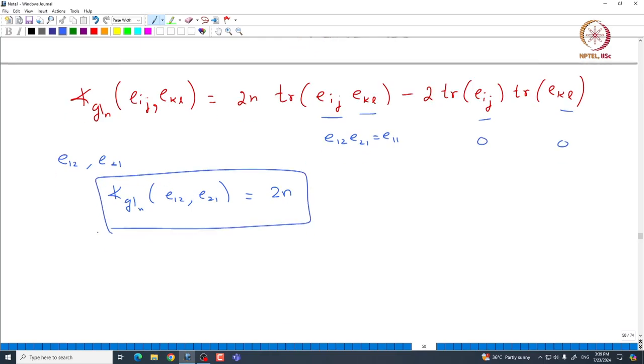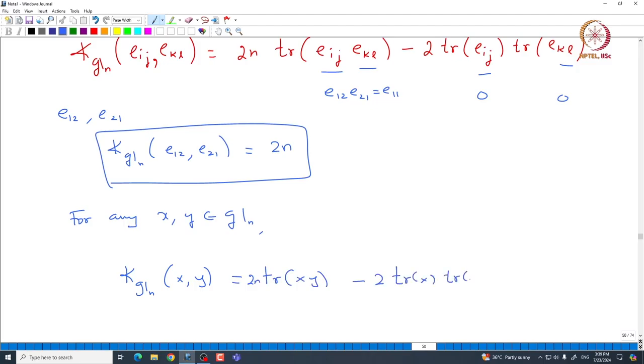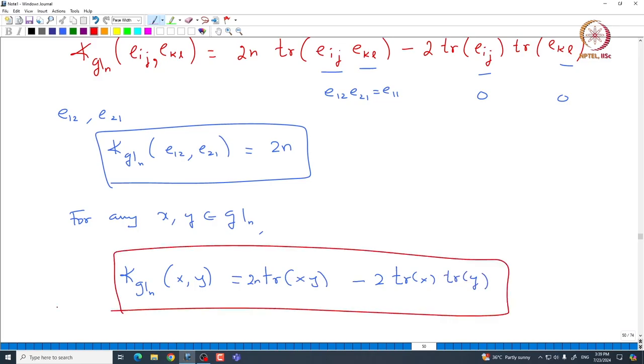Now by using linearity, for any x and y from GLN, you can see that kappa of GLN of x comma y is exactly 2n times trace of xy minus twice trace of x times trace of y. So, this is a very hardcore computation, but anyway, it is good to do it once. This is the explicit formula for the Killing form of GLN.